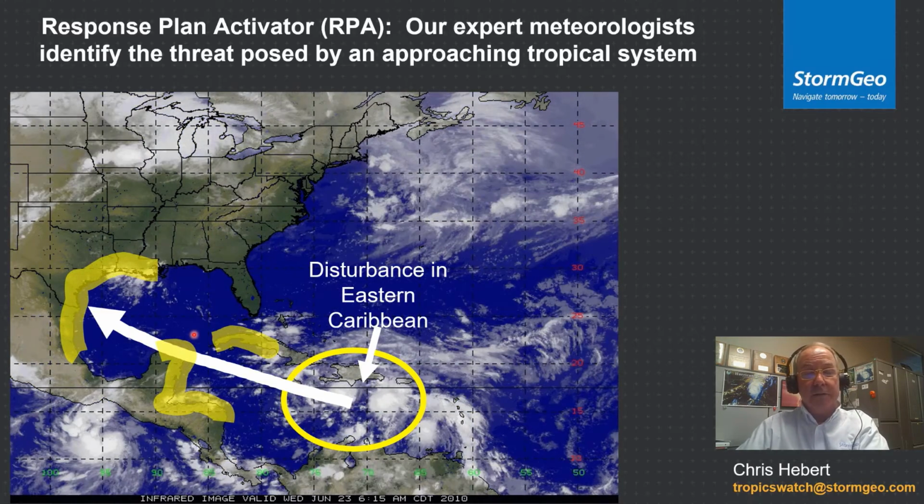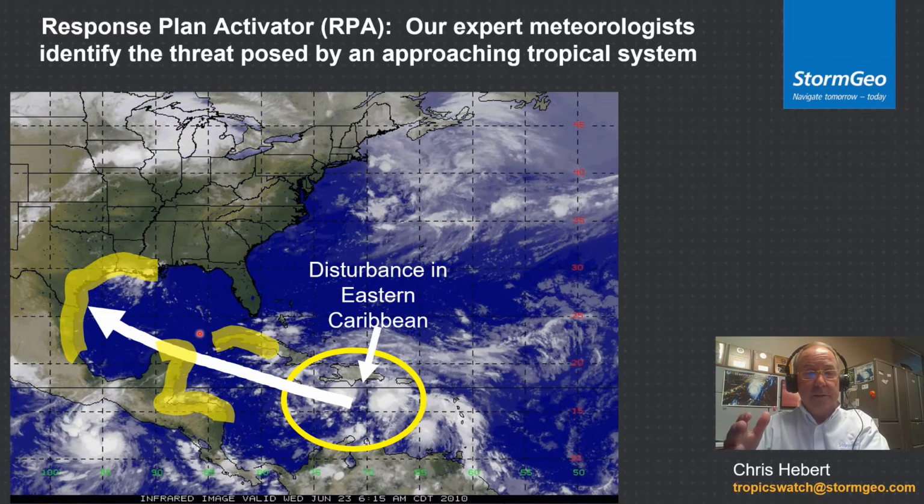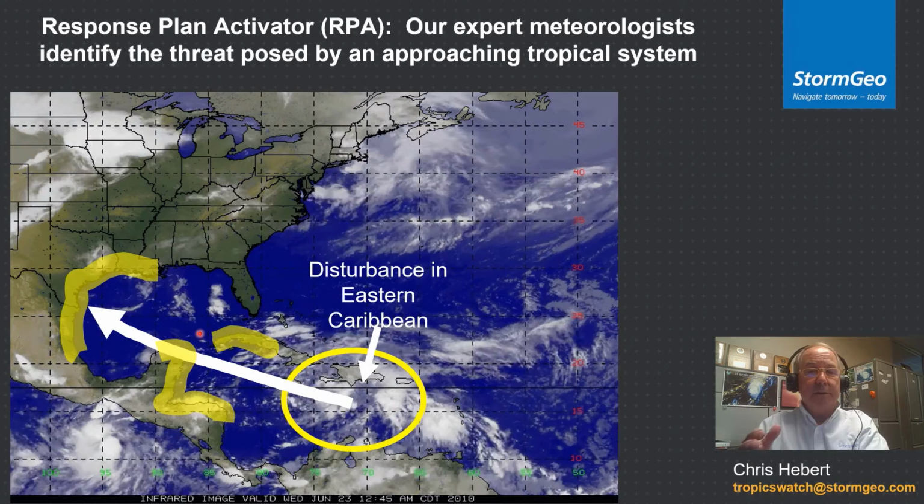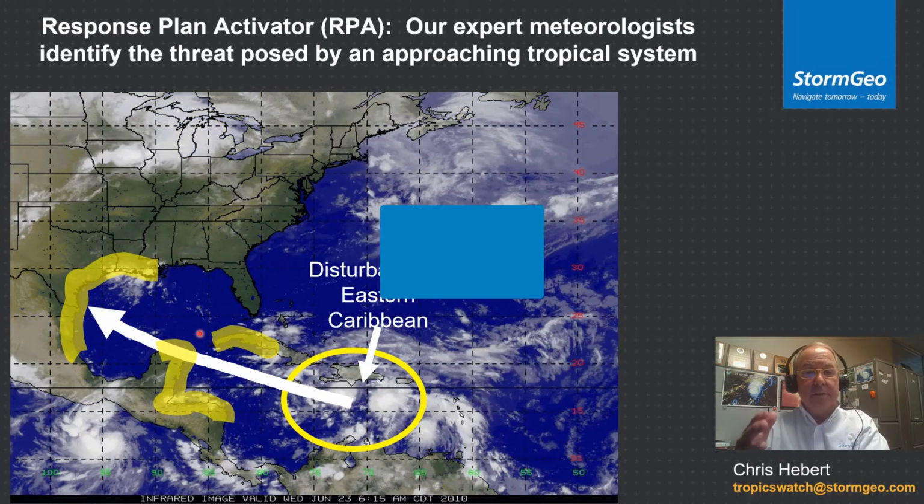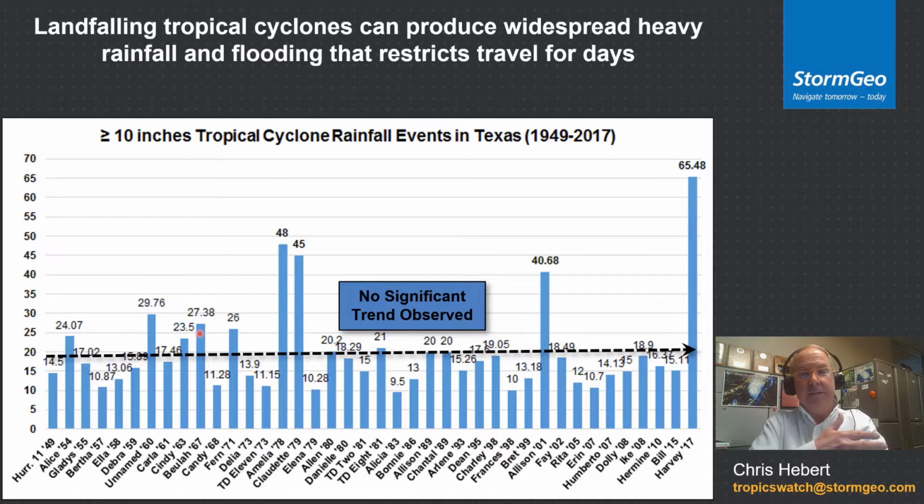And because of the threat that we identified, we sent a notification to our clients that we think there's enough of a risk that you should activate your response plan. Number 2, taking into consideration potential flooding. And we've seen many flooding issues in recent years. Flooding is not a new thing.